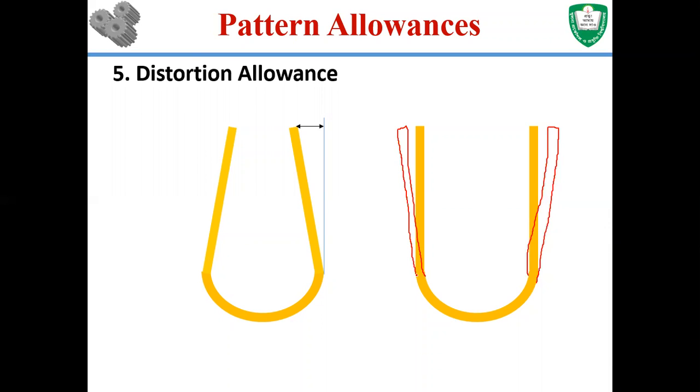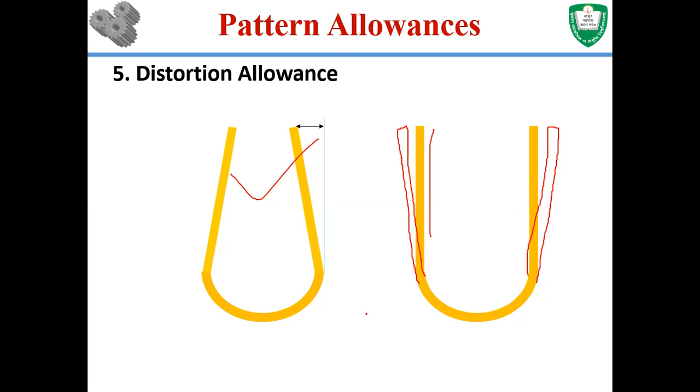You don't get the final product with a perfect U shape, that means the vertical edges. To avoid this problem, you have to make the pattern like this, so that after solidification the edges get distorted and you get a perfect vertical U shape.